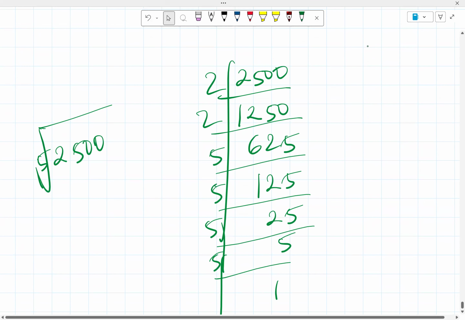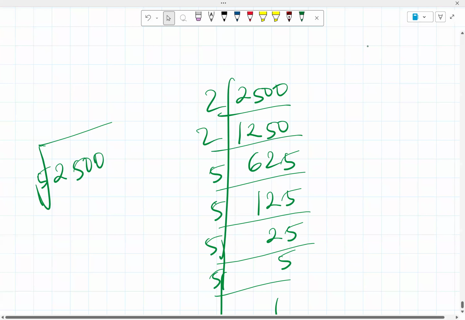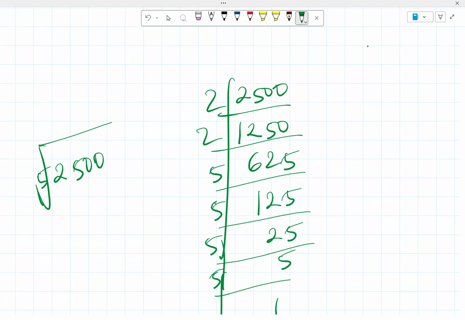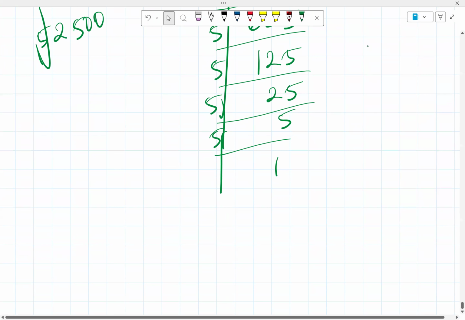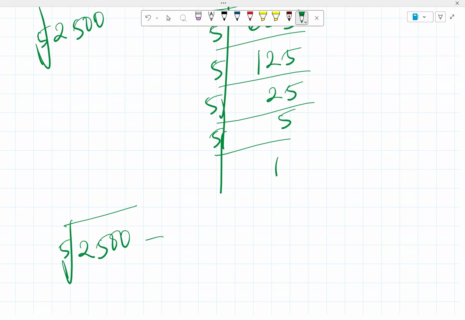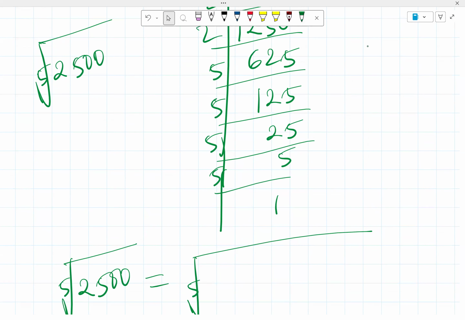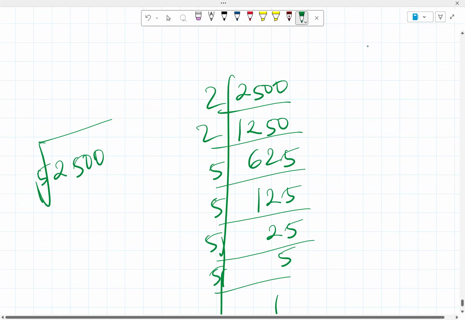I hope that works. So this is 4 times 25 times 25, that's 2500. Or better still, this is 10 times 10, 100, and 100 times 25. Okay, that works. So we have the fifth root of 2500.